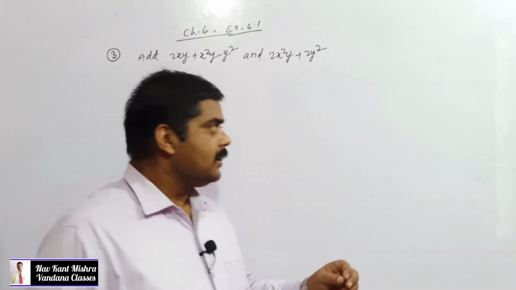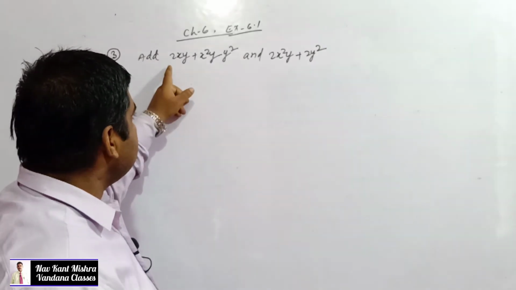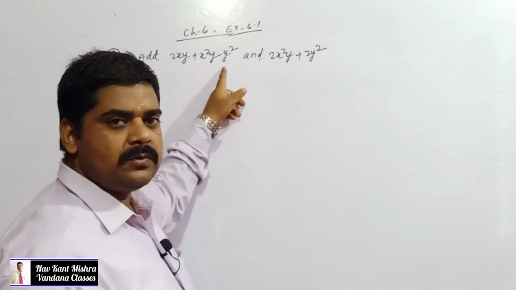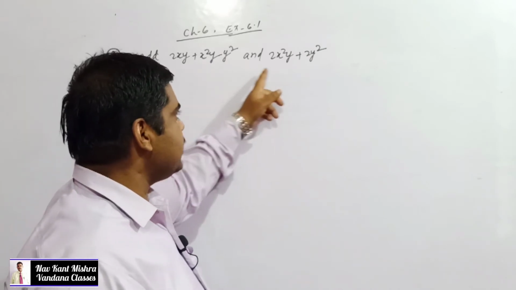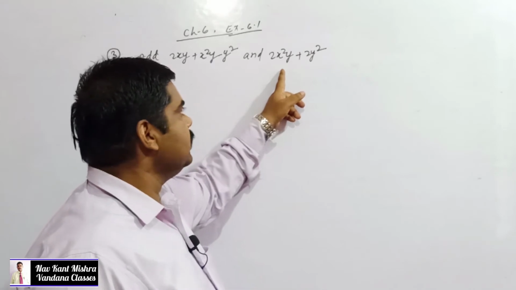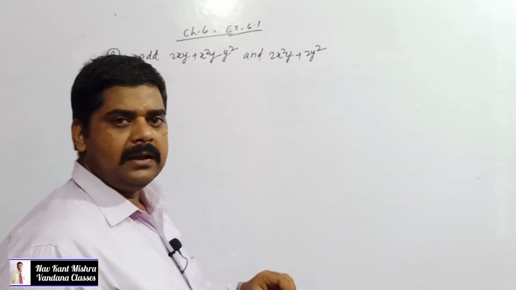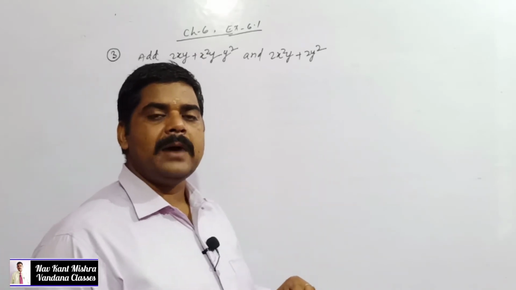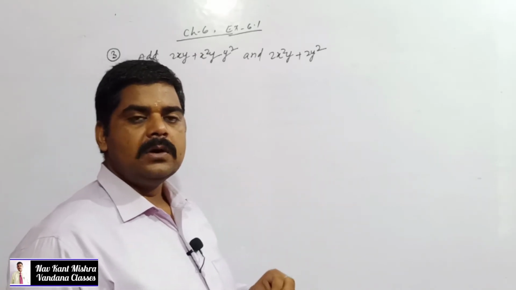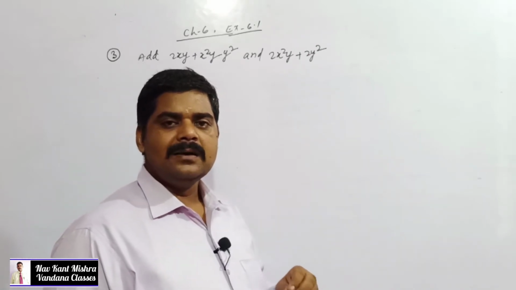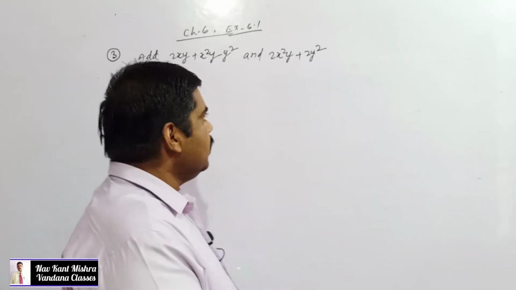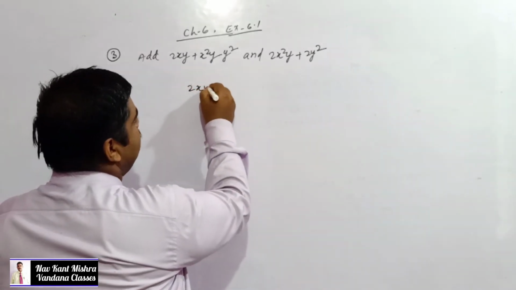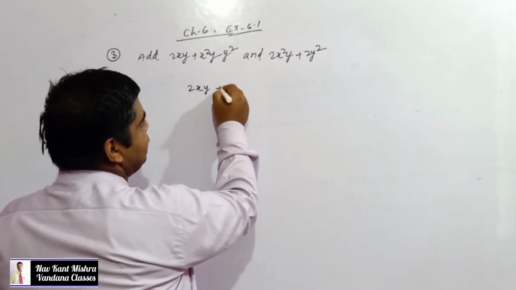Hello student. Now you can see that you need to add 2xy plus x squared y minus y squared, the first expression, and the second expression has been given: 2x squared y plus 2y squared. And you know very well that you can add these two expressions in two ways. The first one is the column method and the second one is the horizontal method. Regarding the column method, you need to write at first the first expression that has been given.